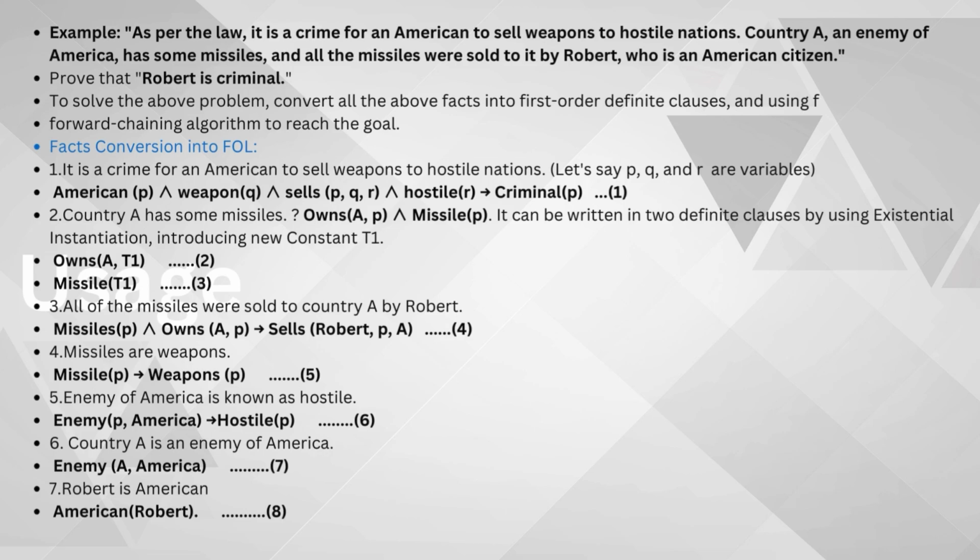Robert is an American, which is represented in FOPL as American(Robert), with American as the predicate. So, Robert is an American. The goal is to prove that Robert is a criminal, which is represented in FOPL as Criminal(Robert), where Robert is a constant and Criminal is the predicate. Now, let us go through the steps with the explanation for each part in forward chaining.